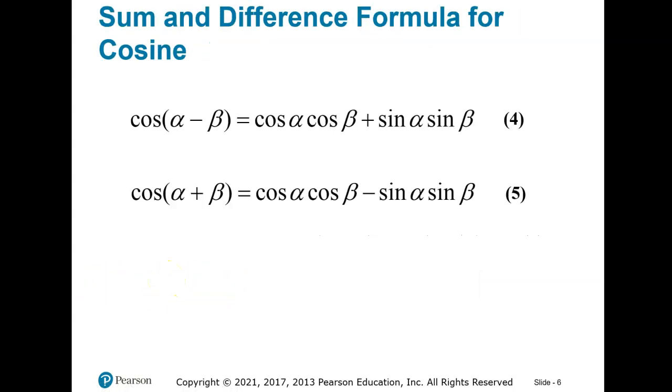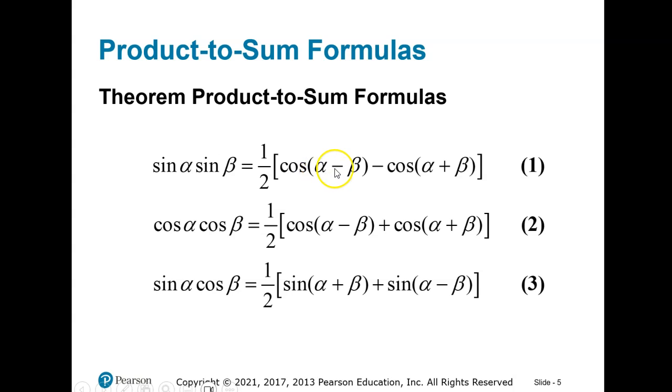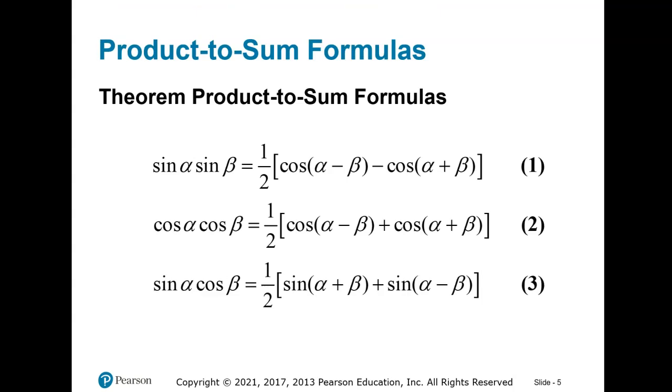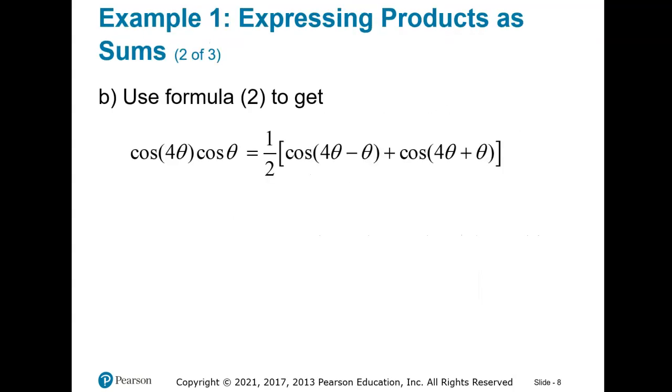So for sine times sine, I'm using this top formula. I'm subtracting the two angles, first minus the second, and adding the two angles. So one of them I'm subtracting, one of them I'm adding. 5 theta minus 3 theta is 2 theta. 5 theta plus 3 theta is 8 theta. So that's what we end up with for part A. All right, for part B, cosine 4 theta, cosine theta. That's the cosine cosine, the second one. So subtract the two angles, add the two angles, both inside the cosine function. That's going to be a 3 theta and a 5 theta.